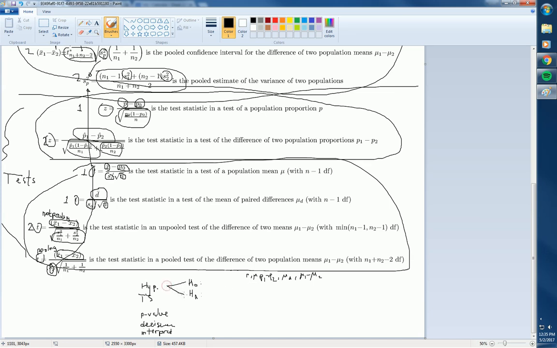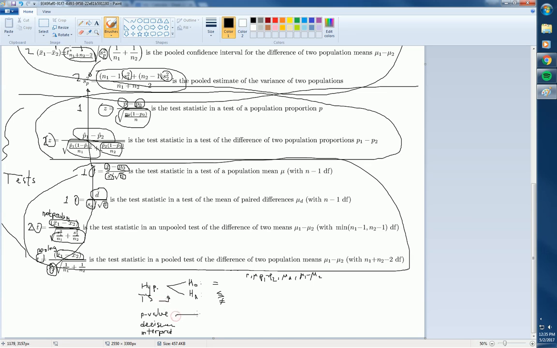So, your null hypothesis will be that some parameter is equal to some value. In some cases 0, in other cases not 0. And then your alternative will be that that same parameter is less than or greater than or not equal to the value. You won't write all three of these, you'll choose one based on the context of the problem and write it. Your test statistic is given as above, as we talked about.